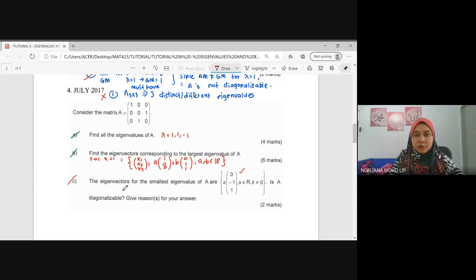The eigenvector for the smallest eigenvalue of A is this one. The smallest eigenvalue is lambda equal to negative 1, so this is the eigenvector. Is A diagonalizable? Give reasons for your answer.